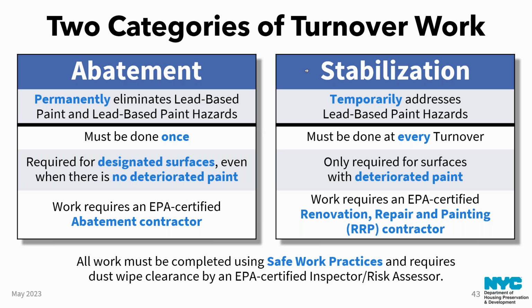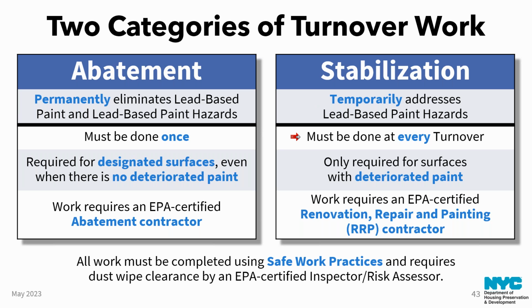Stabilization is the kind of work that you would do during the annual inspection and investigation and response, or any other time that you learn that there is deteriorated lead-based paint in a unit. Generally, the response is going to be stabilization. This is something that temporarily addresses the lead-based paint problem. So it's not a permanent solution, but it stabilizes the paint. The best example of this would be if there's some deteriorated paint, following safe work practices, scraping that paint down to a smooth surface and then painting over it.